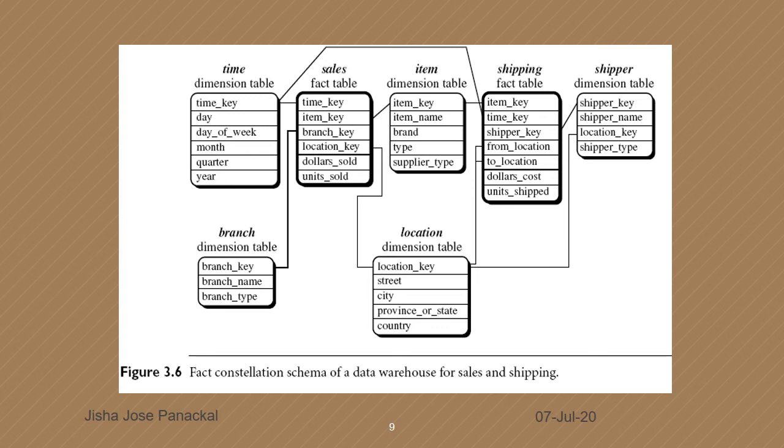The location dimension table is shared among the sales table and the shipping table, and we have used one normalization here, that is, the location dimension table is again divided into a sub dimension table. This can be done when we design a data warehouse. So this is the fact constellation schema of a data warehouse for two different fact tables, that are sales and shipping.